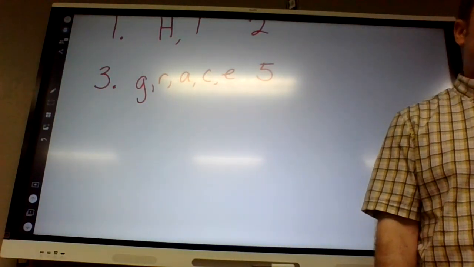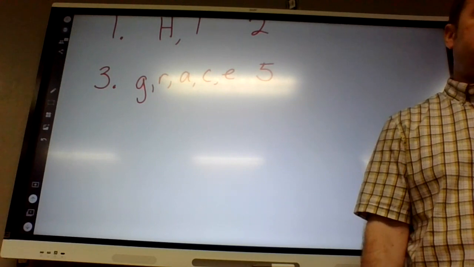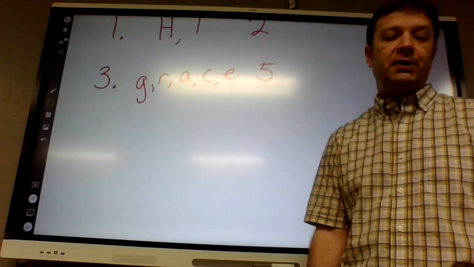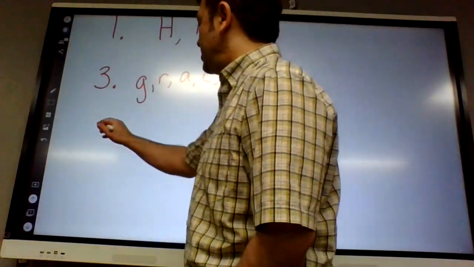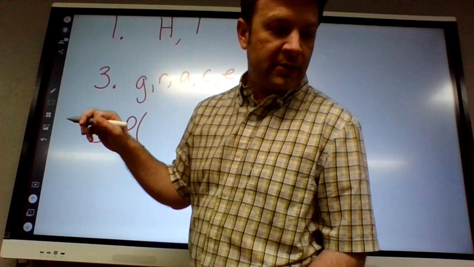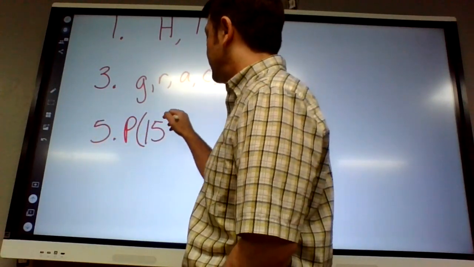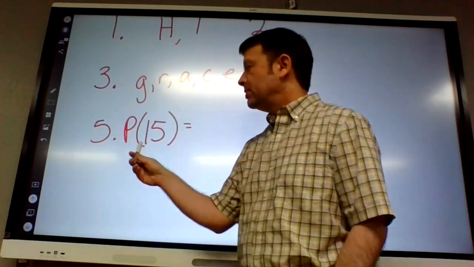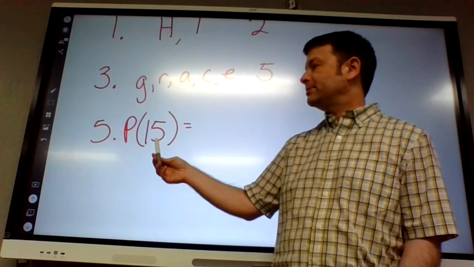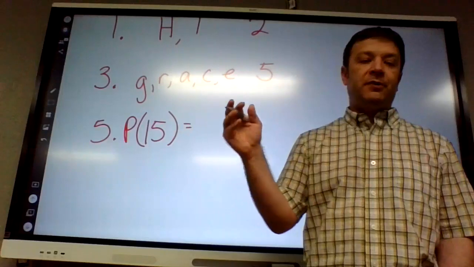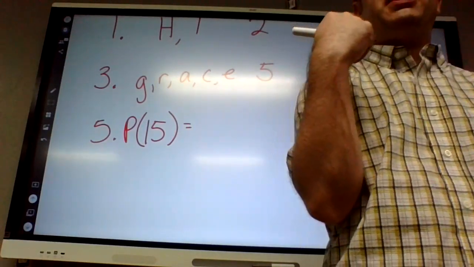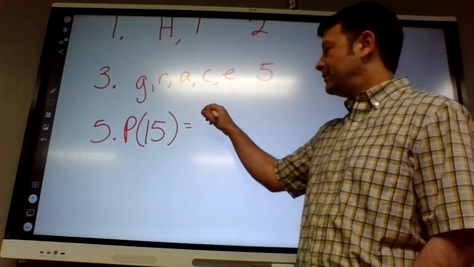Number 5, find each probability when a number is drawn from a hat containing the numbers 1 through 15. What do you think they mean when they put P of 15? It's a 1 in 15 chance. Okay, it means what's the probability that you draw a 15? So if the hat is filled with numbers 1 through 15, what's the probability that you draw 15 out? 1 in 15.